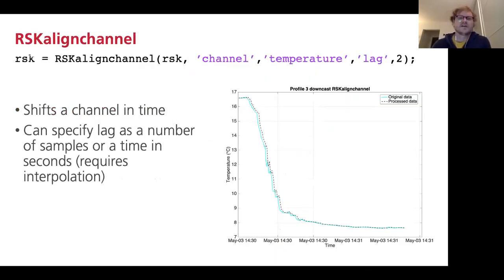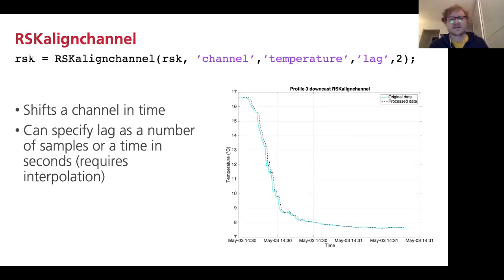I would then, depending on the instrument I have, and again, this is one of those cases where it depends very much on the CTD you have. So I would refer you back to the dynamic correction talks to determine exactly what the best parameters are for this. But we do have a function called RSK align channel. It simply takes a channel, in this case temperature, and shifts it in time. You can specify that time by samples or by seconds.